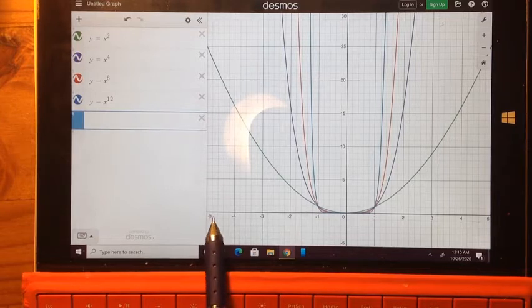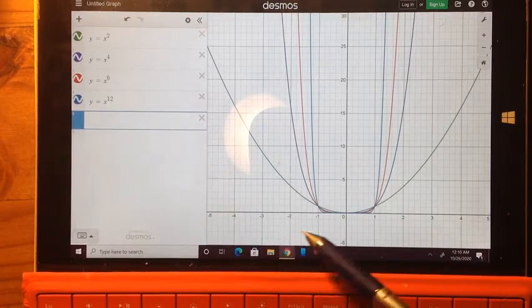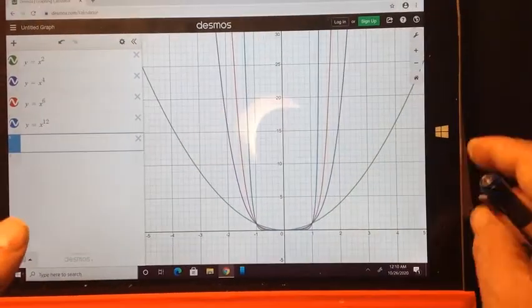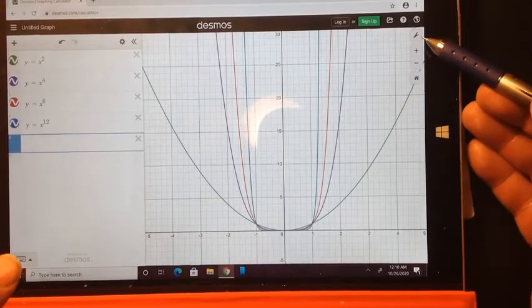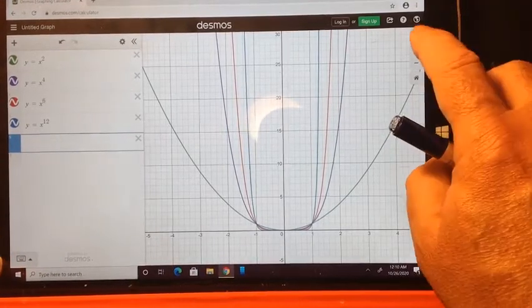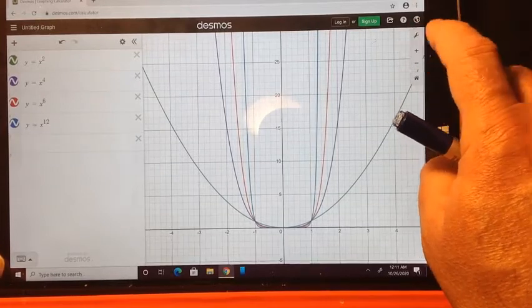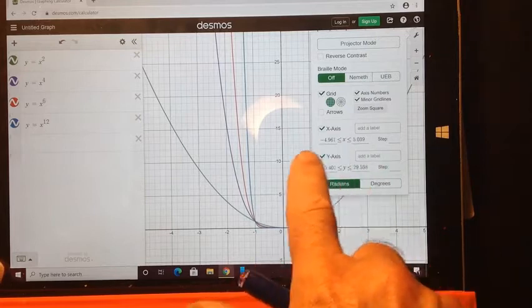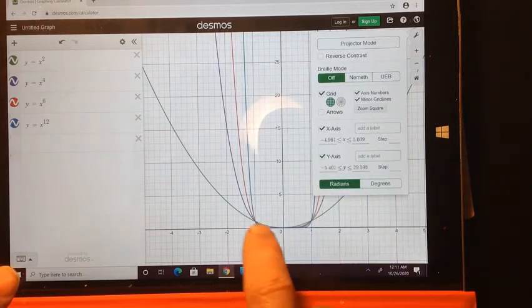You can see I set the window here from -5 to 5 and from -5 to 30 like it said. And the way you set your window on Desmos, just in case you didn't know this, is there's a little wrench up here in the right hand corner. If you click on that, now you can set your x-axis and your y-axis, your scales and stuff right there.